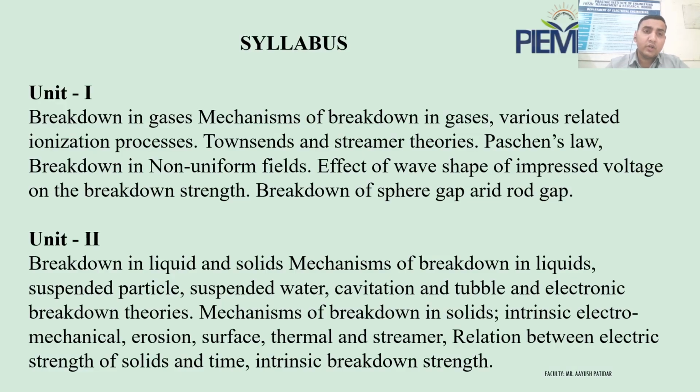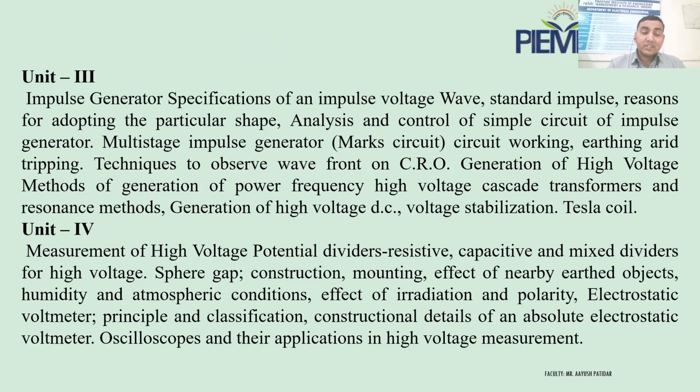Unit 1 contains the breakdown mechanism in gases, and also the breakdown in non-uniform fields. Unit 2 contains the breakdown in liquid and solid mechanisms. We will require different mechanisms, since insulation material failure in solids and liquids can be caused by different factors. The third unit contains the impulse generator: how high voltage is generated and tested.